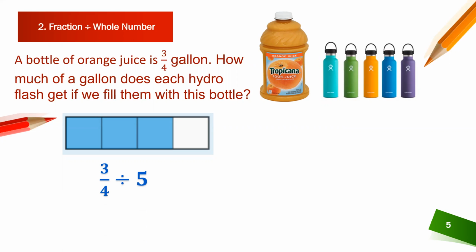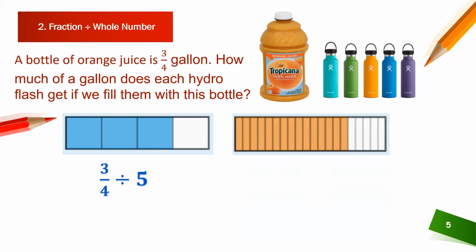All right, so again, I have 3 pieces, but I need to split into 5 equal parts. So that's kind of hard to see. So what I'm going to do is see them in smaller equal parts by taking each one of those blue ones and dividing them into 5 smaller pieces. And so now that looks like this. My whole is 20 small little pieces, and the 3/4 now becomes 15/20. I'm going to take that and divide it by 5.